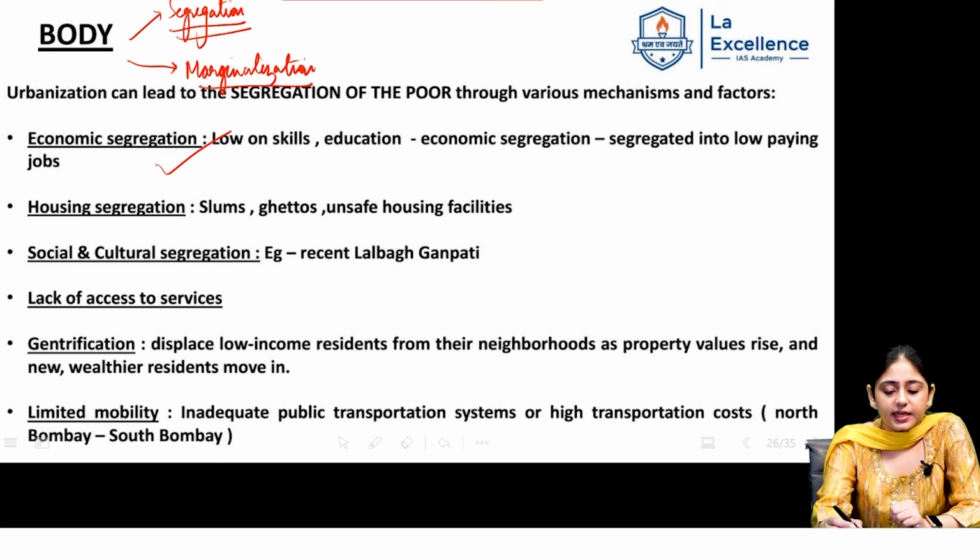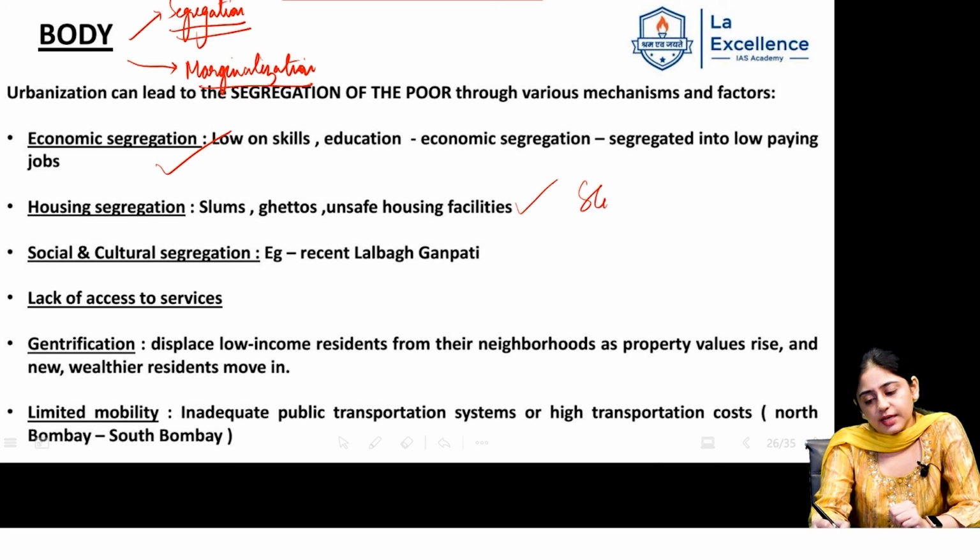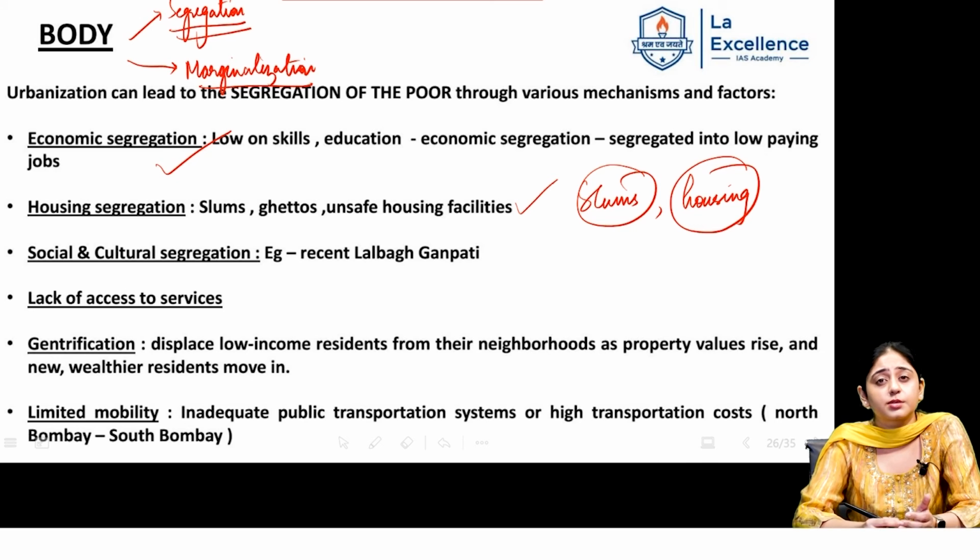Then housing segregation is there. Mostly they are in slums, in ghettos, right? They're living in housing which is very unsuitable for living because proper sanitation is not there, cleanliness is not there. In one room, 5 people, 10 people are living, in very small, very dilapidated housing situations.